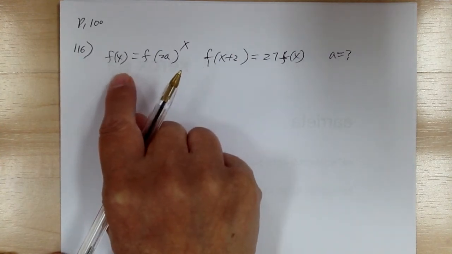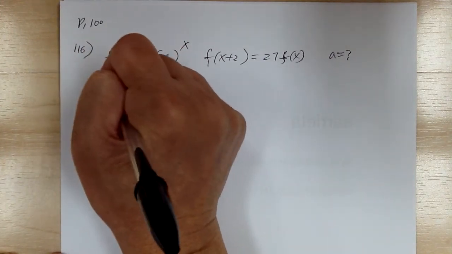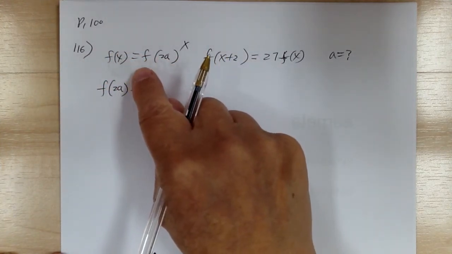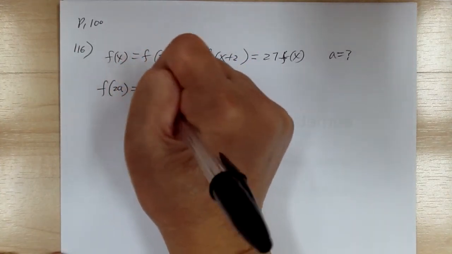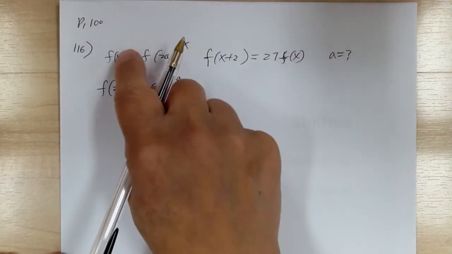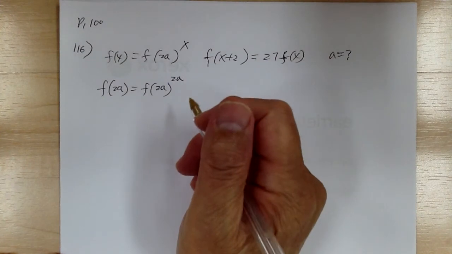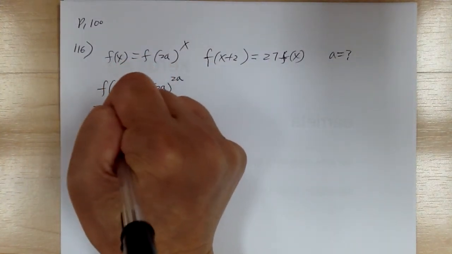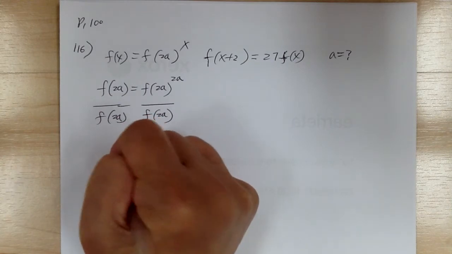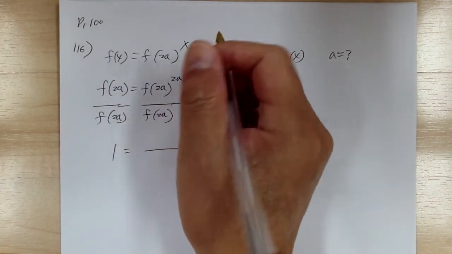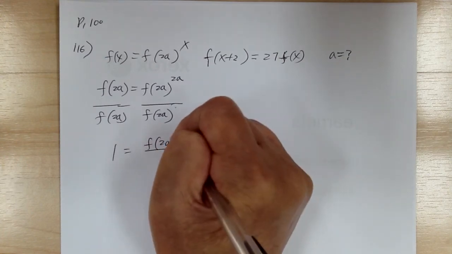You want to find a. Since this is f of 2a, I'm going to evaluate f of 2a. Whenever you see x, it becomes 2a. Then from here, I'm going to divide both sides by f of 2a. So this becomes 1, and now you use the quotient rule. This is 1 power, so this becomes f of 2a to the 2a minus 1.